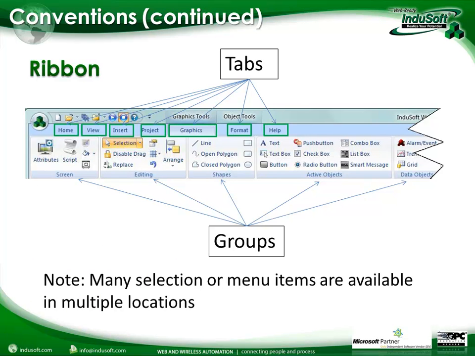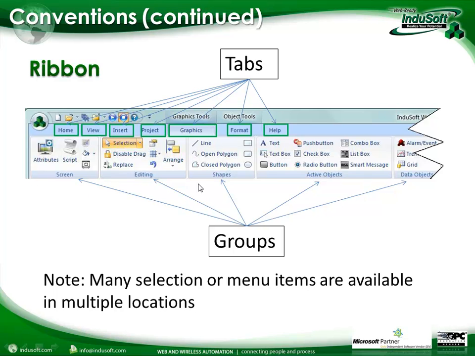Some of the conventions used: in version 7.0, we switched to the ribbon interface. And for those of you who are not familiar with that, there's tabs across the top, and those tabs will change depending on what interface you're in within the product. For example, you won't see the Graphics tab if you're not on a screen or the place where there's graphics located. And then the Format tab won't appear until you have an object selected that you could actually format.